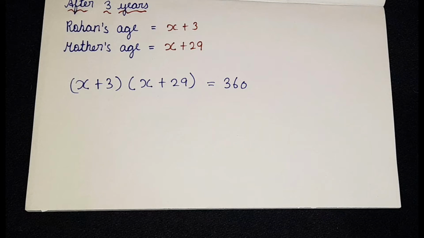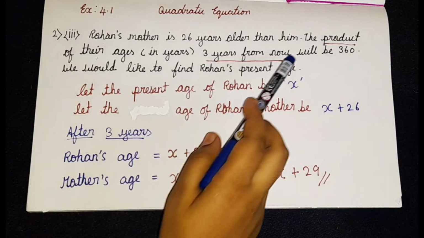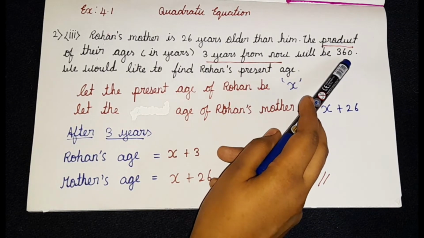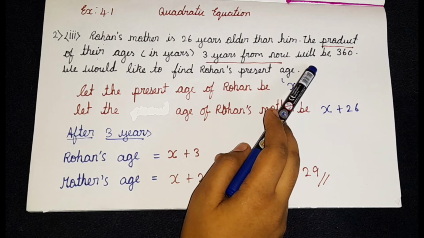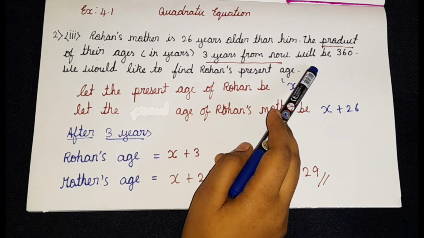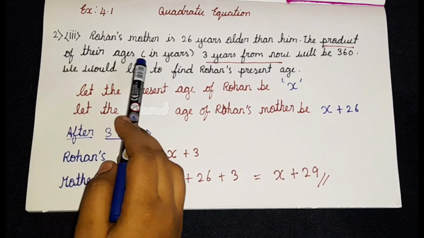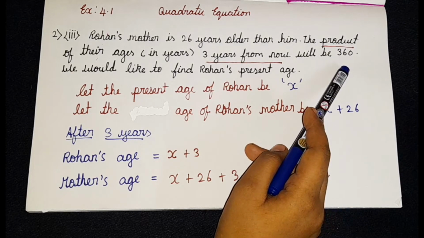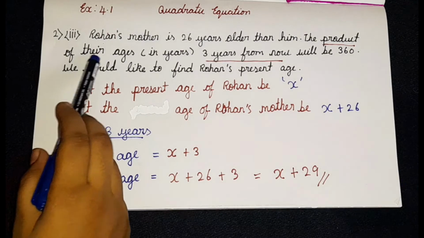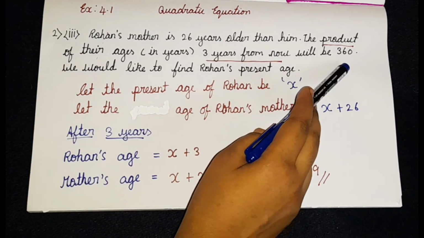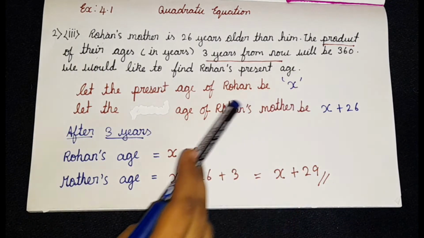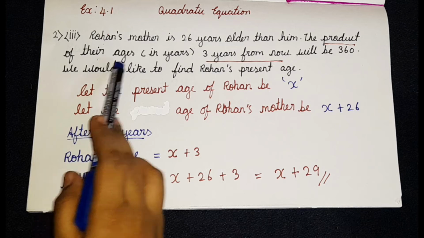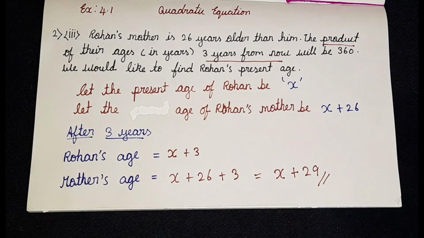Let me show that. Here, the product of their ages 3 years from now will be 360. According to your question, their ages 3 years from now will be 360. That's why I mentioned is equal to 360. Here you should note that they mentioned their ages, not a single person's age. Don't get confused in this. They mentioned the ages of Rohan and Rohan's mom multiplied, and that's why they got 360. Don't get confused in this.